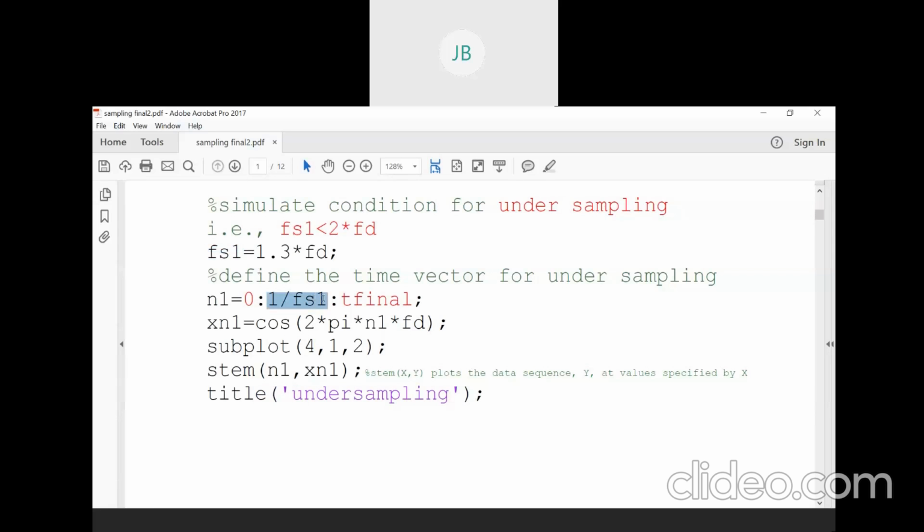So what happens here? 1 by fs1 is a larger value. That means we are considering the samples x[n1] at these instants, I mean at larger time gaps when you compare with the previous case, that's analog signal.